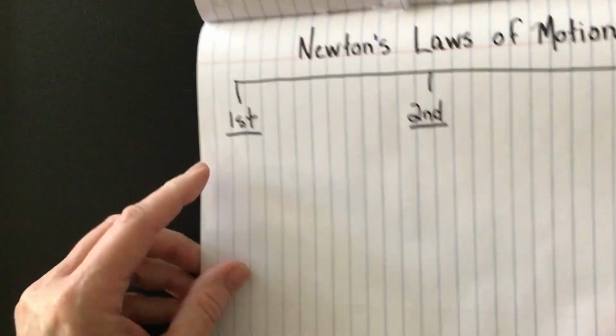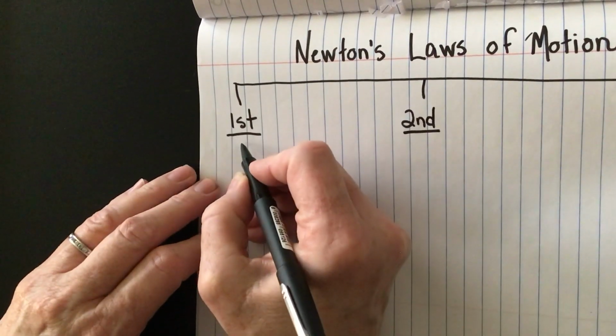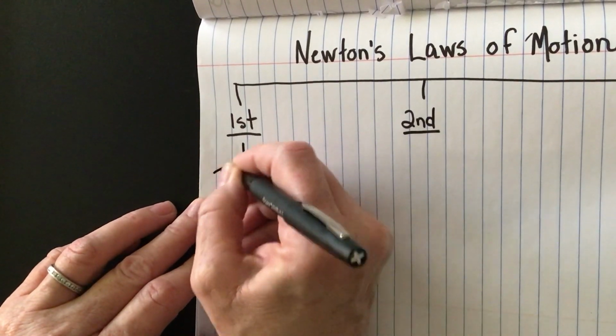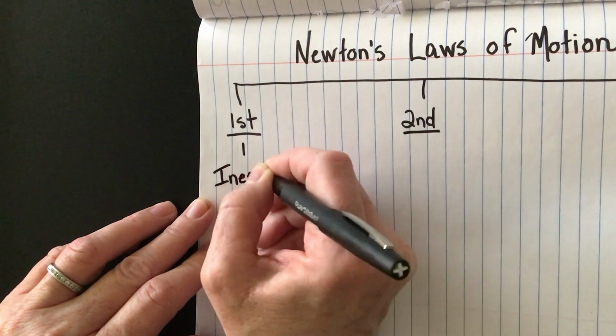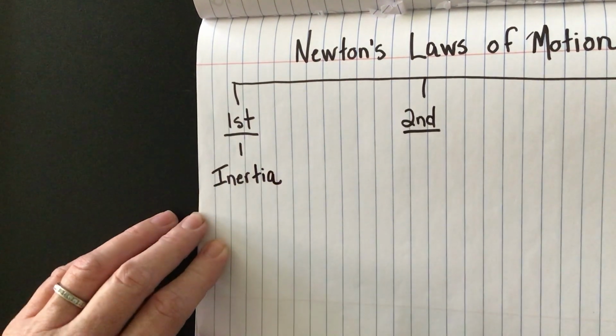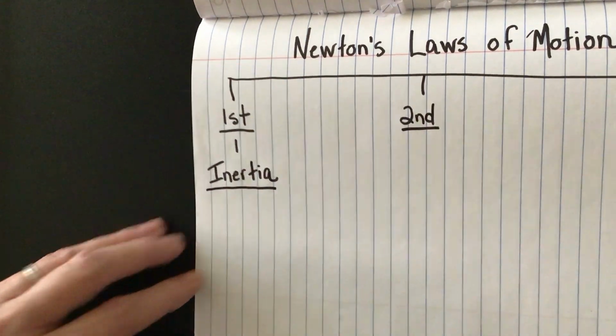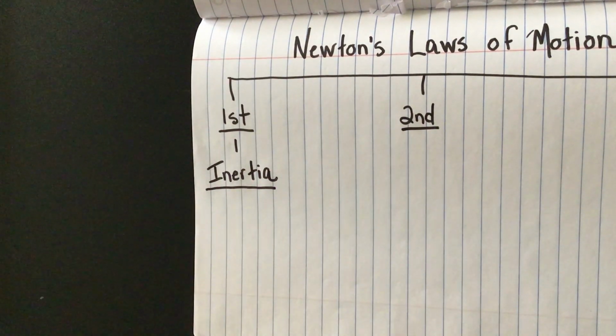All right, let's move over here to the first law. The first law is summed up with one word: inertia. Now, it's always stated that inertia is objects in motion will stay in motion until acted upon by an unbalanced force. Also, objects at rest will stay at rest unless acted on by an unbalanced force. So we're just going to say, essentially, objects want to keep doing what they're doing.